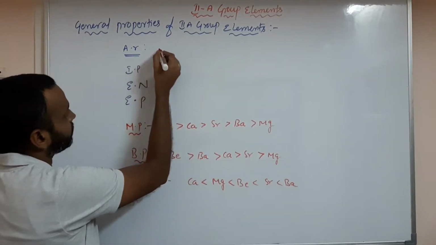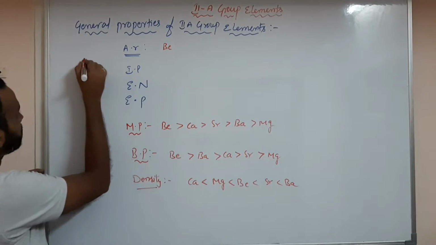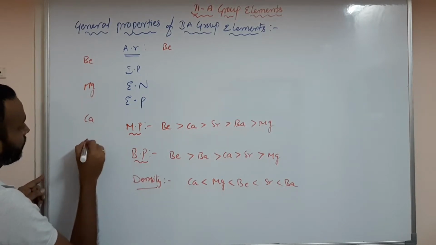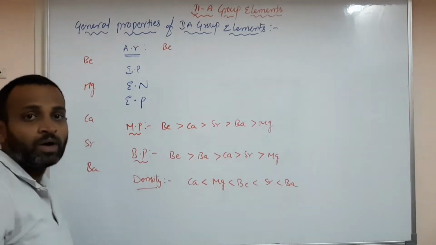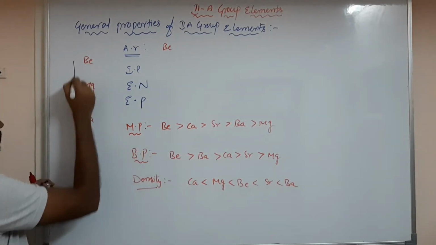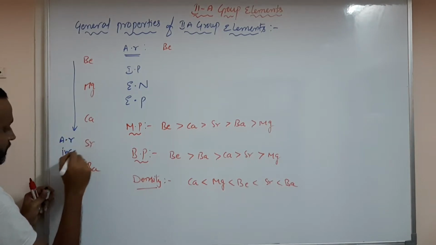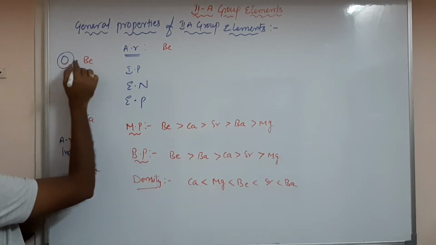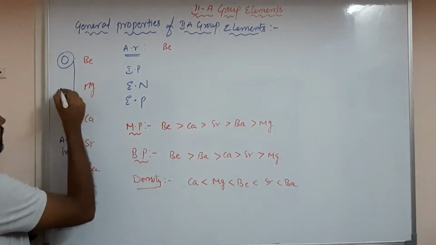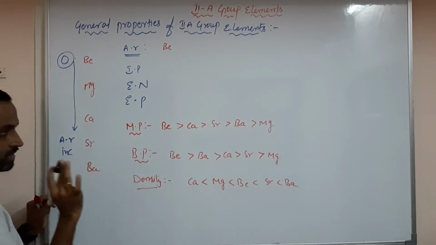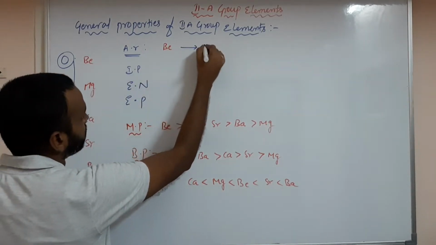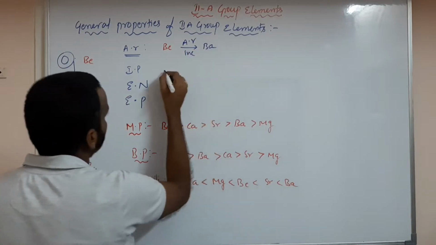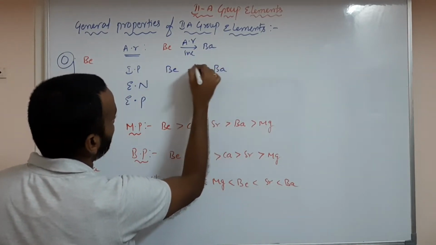So here, atomic radius. These are the group elements: beryllium, magnesium, calcium, strontium, barium. From top to bottom, the atomic radius increases, because beryllium has 1s and 2s, meaning the first shell and second shell, and magnesium has 3 shells. The number of shells increases. I won't waste time. So from beryllium to barium, atomic radius increases. Similarly, from beryllium to barium, IP decreases.